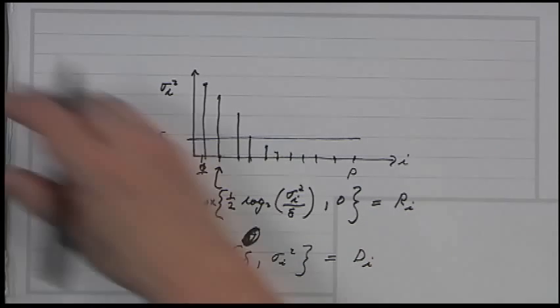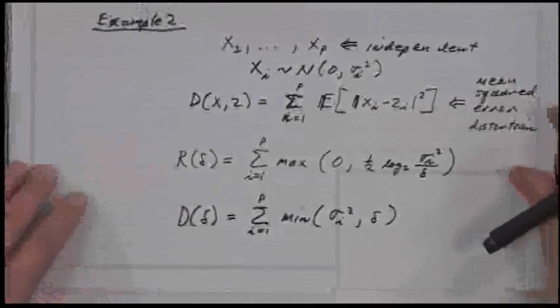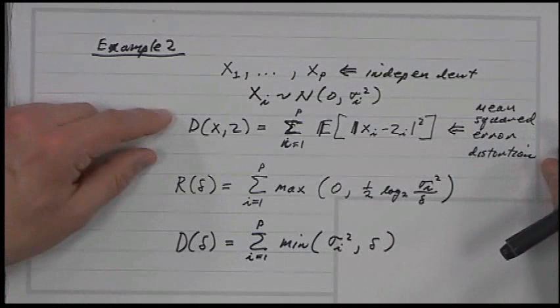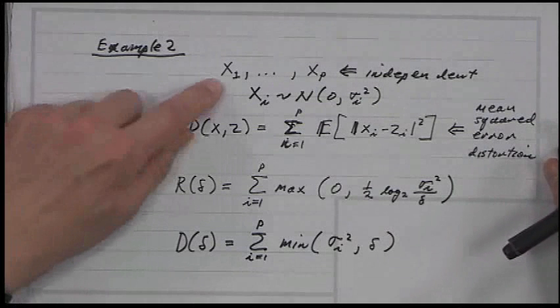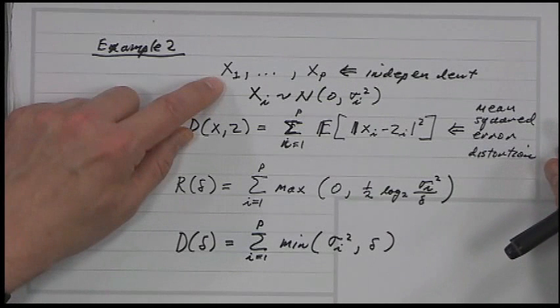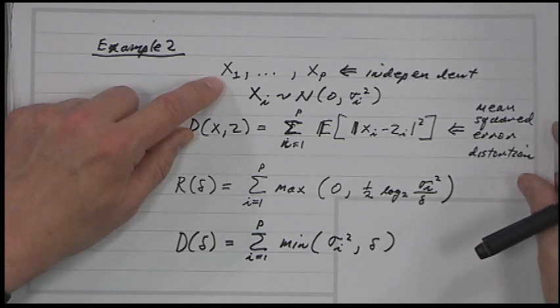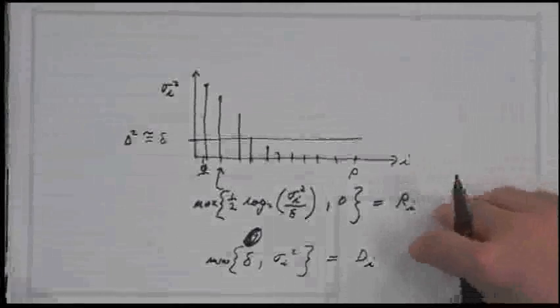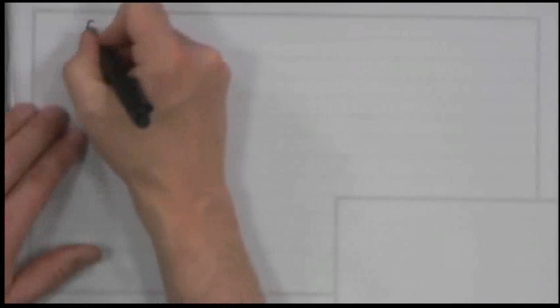So that's the expression for the rate distortion when you have a vector of independent Gaussian random variables with mean 0 and variance sigma I squared. Does everybody follow that? Now, what's interesting is you can generalize that further.